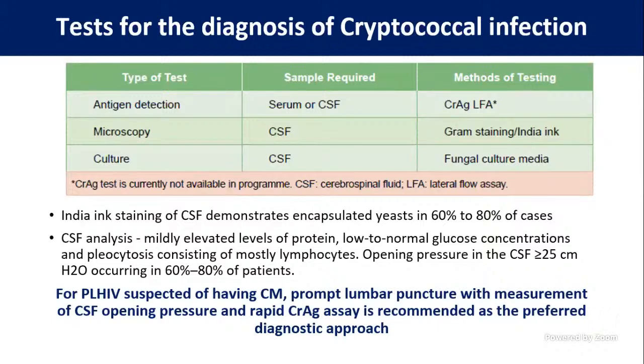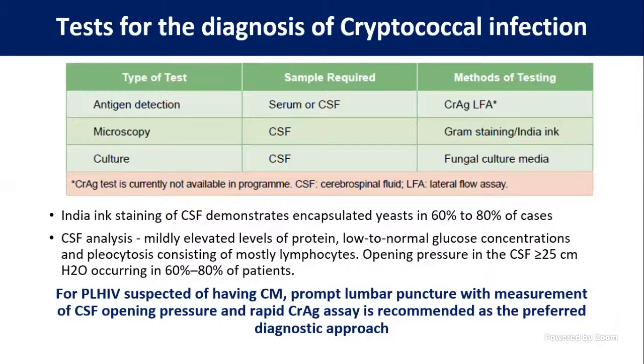So let us see where we can do the antigen detection tests. The antigen detection test can be done either in a sample of serum or CSF. So you can do a serum or CSF antigen test, which is called the CrAg, or cryptococcal antigen test. It can be done both in serum or CSF. And the ideal method of doing it would be the lateral flow assay, or LFA. Lateral flow assay is a very simple bedside test which can be done by anybody. It does not require any training. It is a very simple strip test.